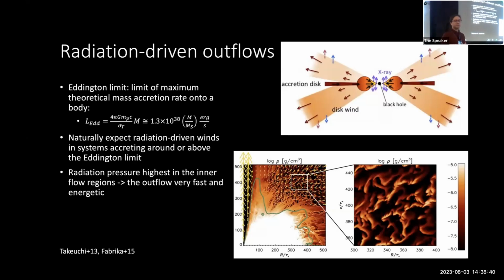And on the bottom right, I'm showing just an example from one of these simulations of super Eddington accretion from Takeuchi et al., which shows just how strongly puffed up the inner disk is, and how this outflow is powerful, very messy, and very clumpy.